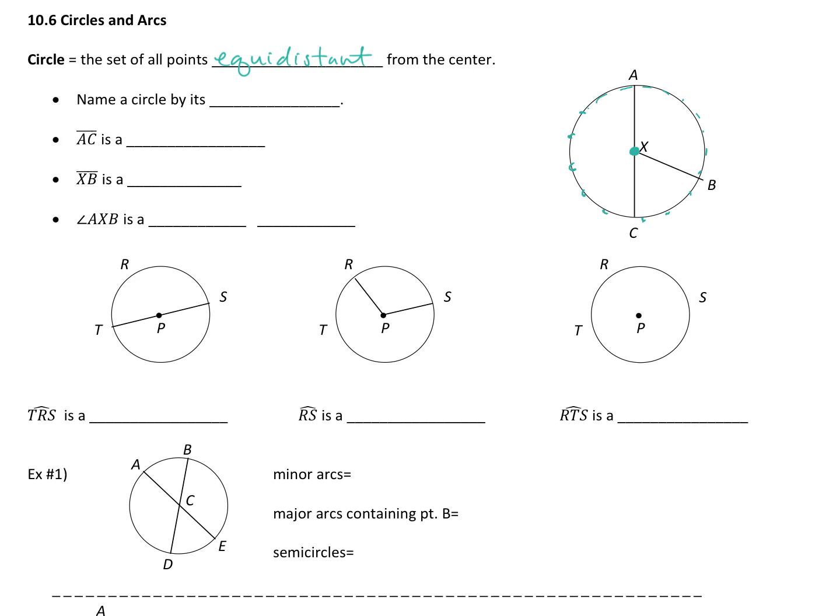So we name a circle by its center. So I would call this circle X, okay? If you draw just a circle with a center in it, then you know it's not the letter O, it's circle X.